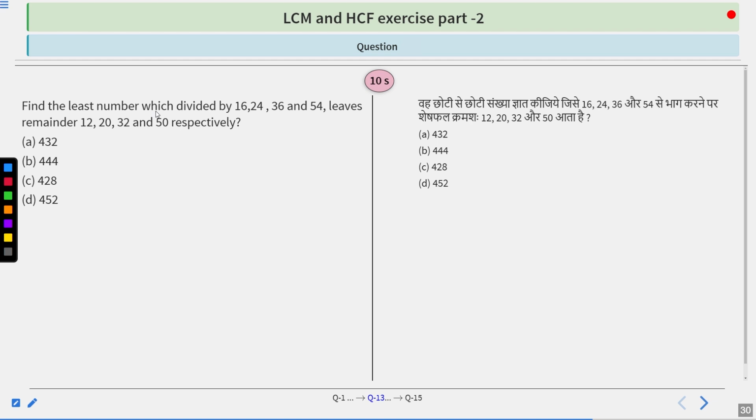Find the least number which divided by 16, 24, 36 and 54 leaves remainder 12, 20, 32 and 50 respectively. And your options are 432, 444, 428 and 452. These are the options.